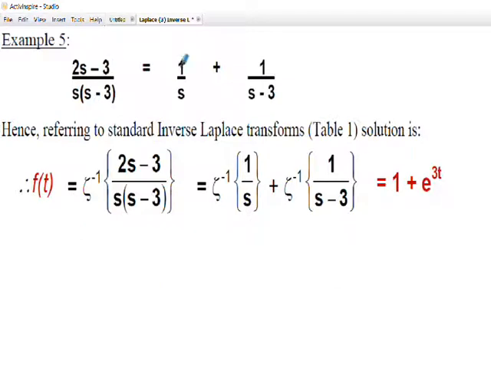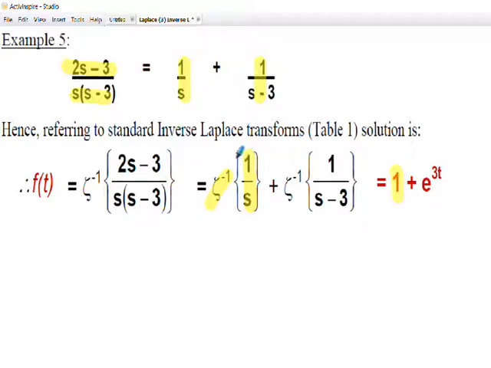Just copying that line through to finish off example 5 here, and repeated the line here at the top of the page. What I can do now is take my inverse Laplace transforms of these functions. Taking the inverse Laplace transform of the 1 upon s term, if you go to your standard tables, you will see that actually gives me a function of t of 1.